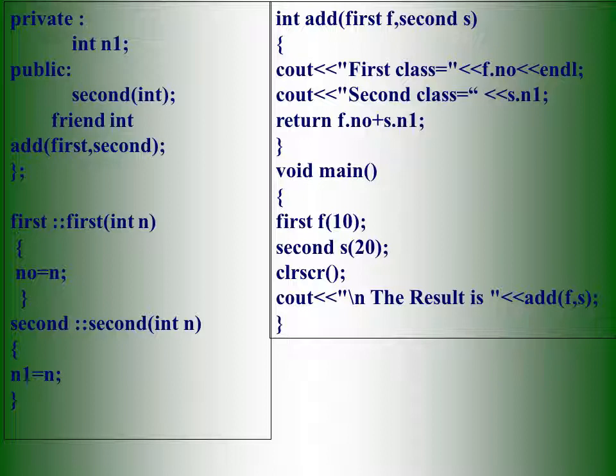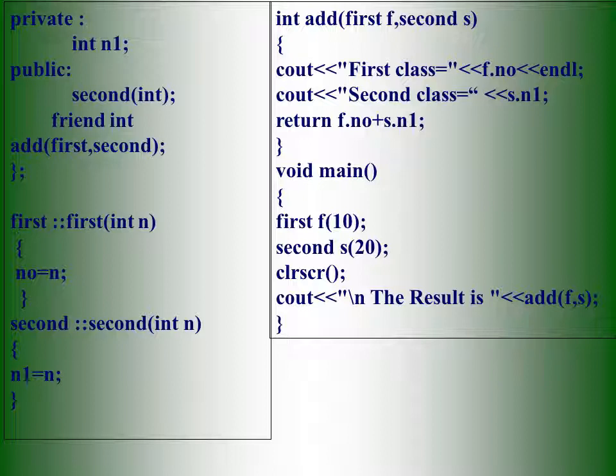Then the second class also can be defined like that. Outside of the classes, the class name second is mentioned, followed by the scope resolution operator, and then we mention the function second n. Here the n value also is assigned to n1. Here we can get the n0 and n1 values by using the first and second functions, and after that we have to calculate the function.